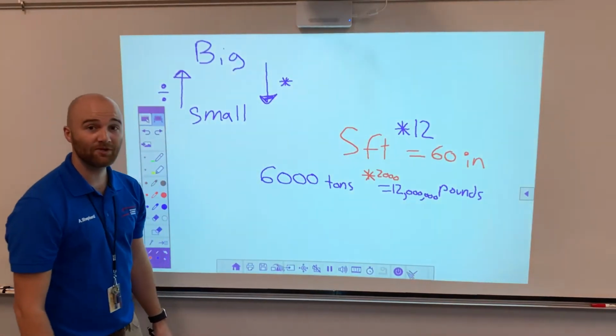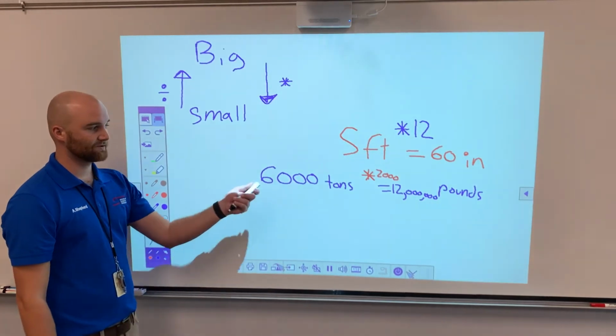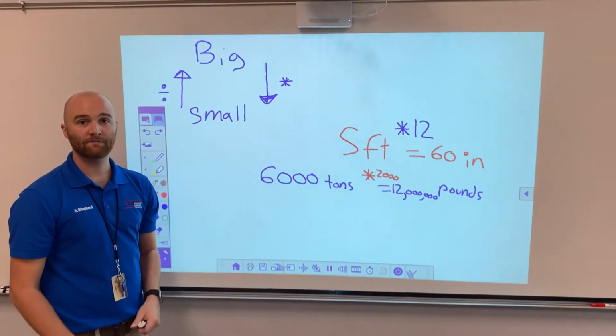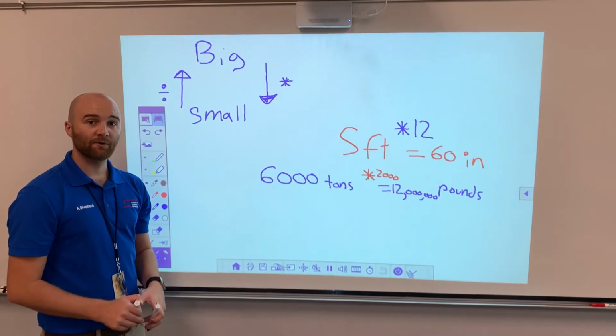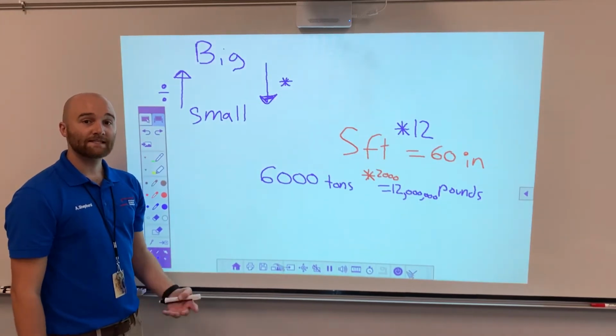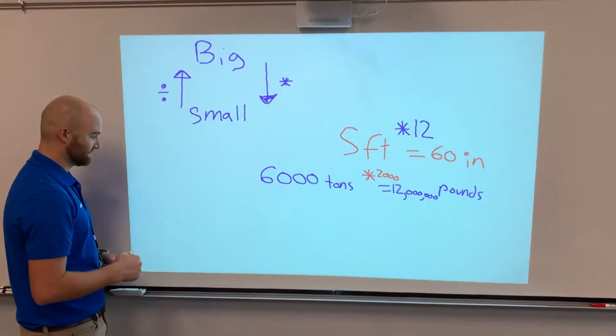That's 12 million pounds. 6,000 tons is 12 million pounds. Let's look at another one. This time, let's look at volume. Let's say that I have 16 cups.